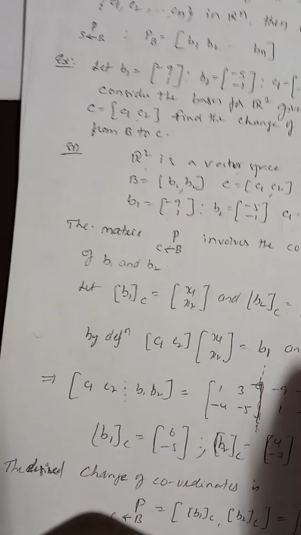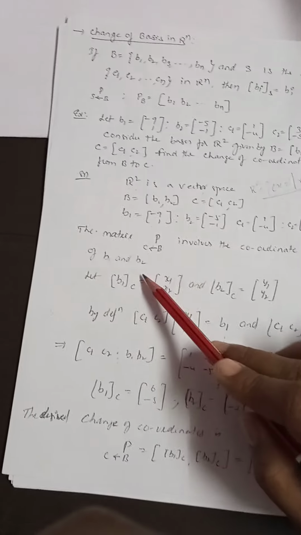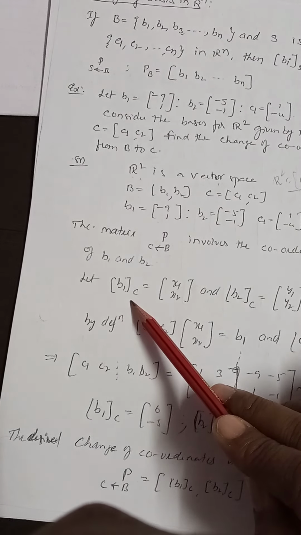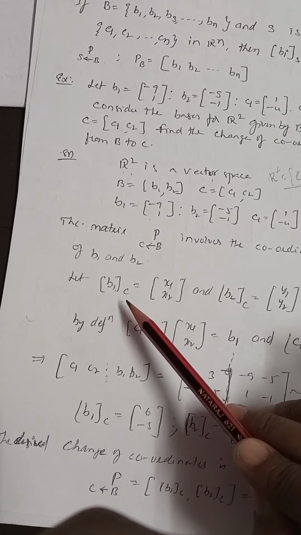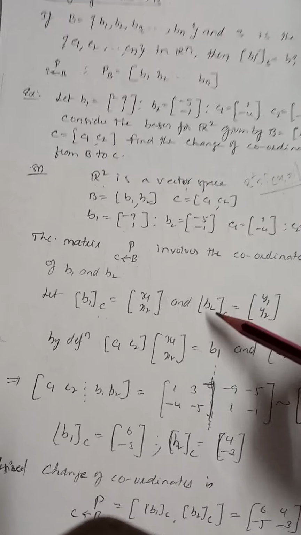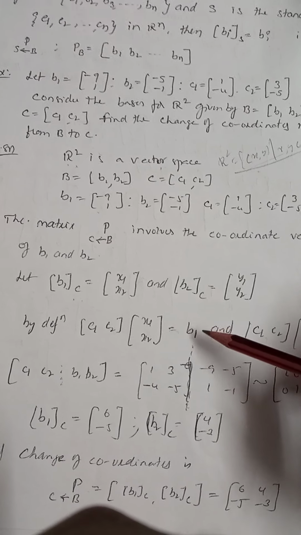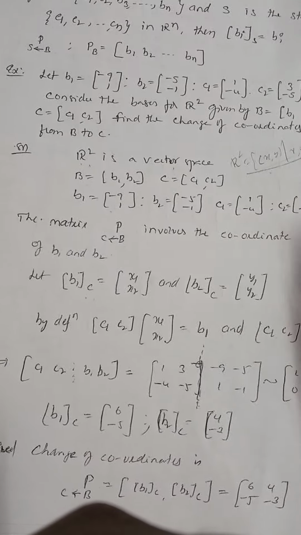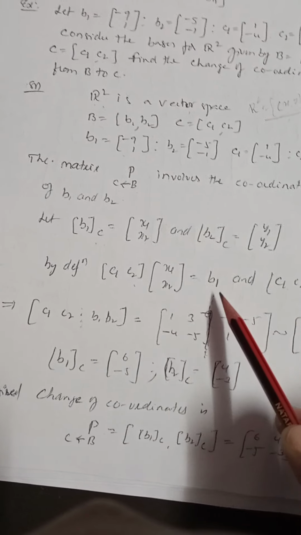Now the change of basis matrix P from B to C involves the coordinate vectors of b1 and b2. We know that [b1]_C, that means the coordinate vector of b1 with respect to the basis C, is equal to (x1, x2), let us say, and [b2]_C, the coordinate vector of b2 with respect to the basis C, is equal to (y1, y2). This is our assumption. Now, by definition, [c1, c2] times (x1, x2) is equal to b1 and [c1, c2] times (y1, y2) is equal to b2.